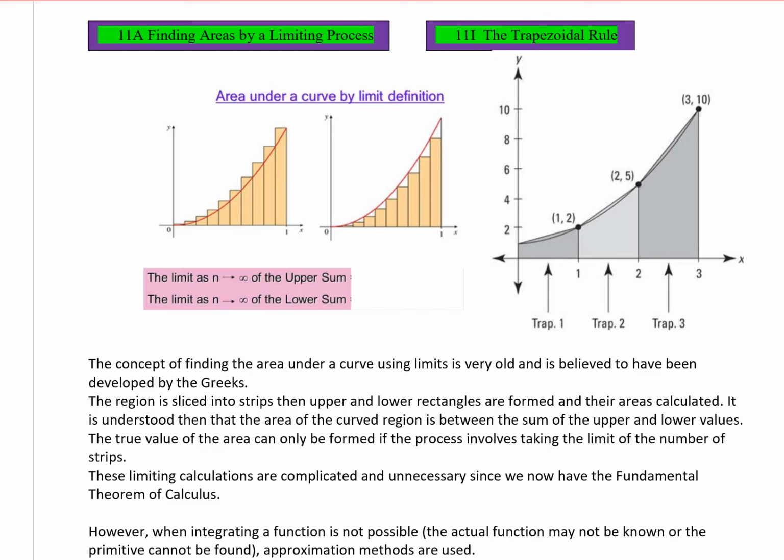As you'll see in the next couple of videos, we're really finished with finding areas and volumes using calculus, using integration. However, before integration, mathematicians were still calculating the area under curves. They were doing it in a very complicated way.